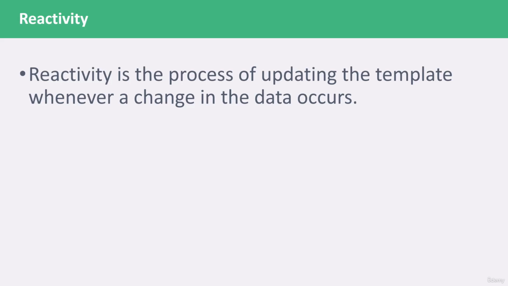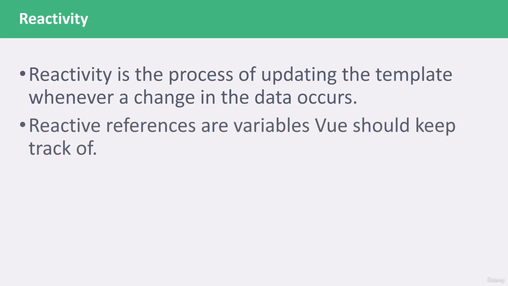Reactivity is the process of updating the template whenever a change occurs in the data. The properties in the data object are reactive. Vue will take the time to make your data reactive when the component is initialized. You didn't have to perform this part of the process yourself. Things are different with the Composition API. We're the ones responsible for telling Vue which variables in the setup function should be reactive.